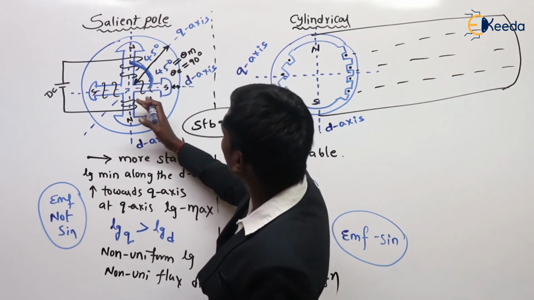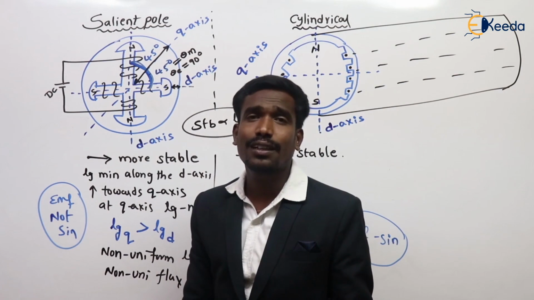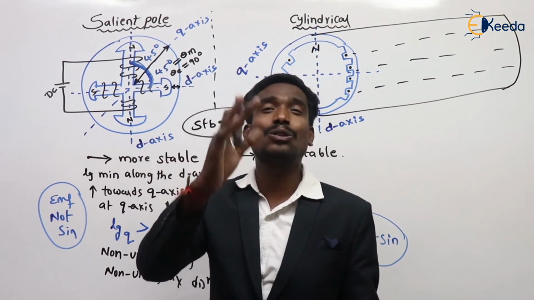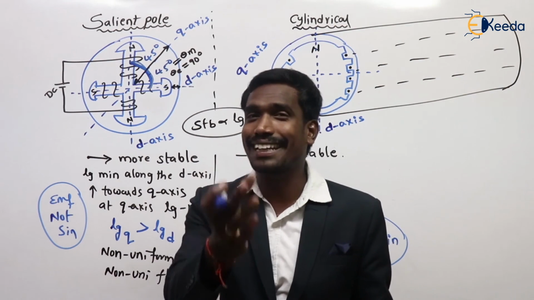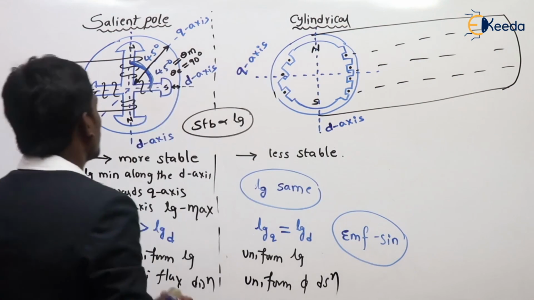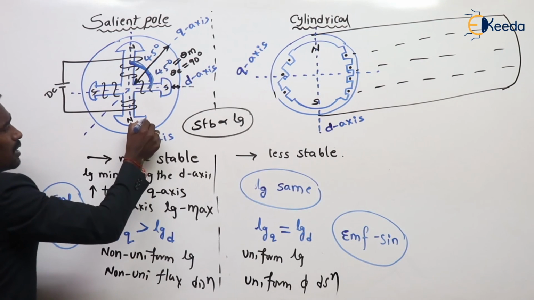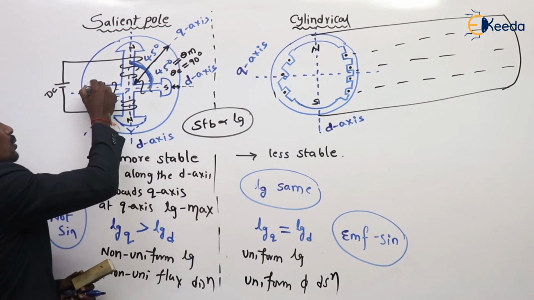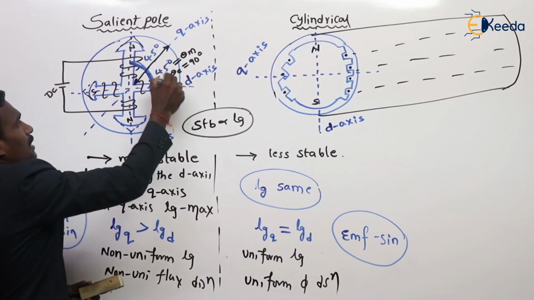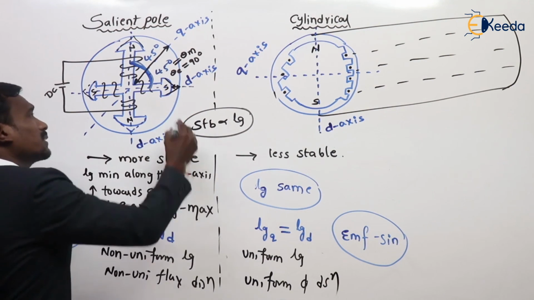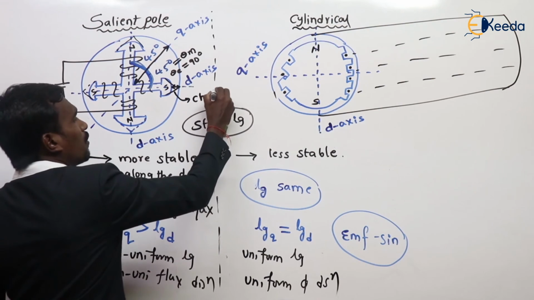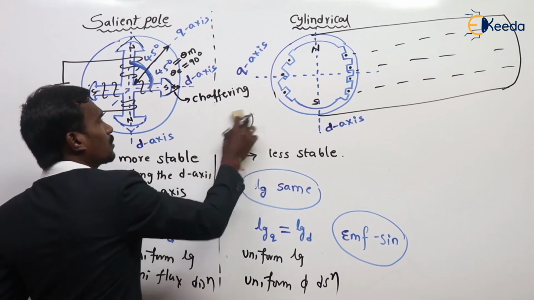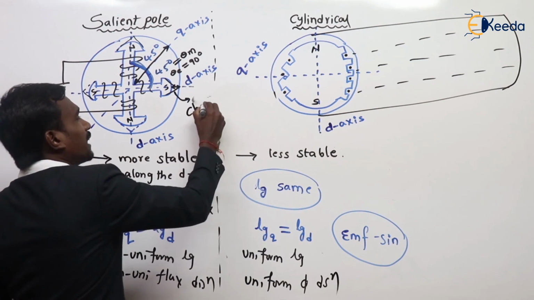Then how can we get sinusoidal EMF in a salient pole machine? Tell me. We have a small trick. What is the trick? Here we have poles, right? These poles we have to change like this. This process is called chamfering.